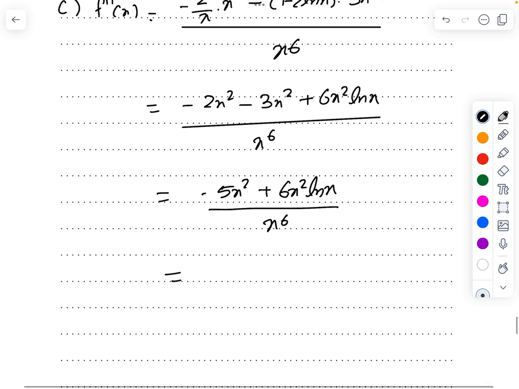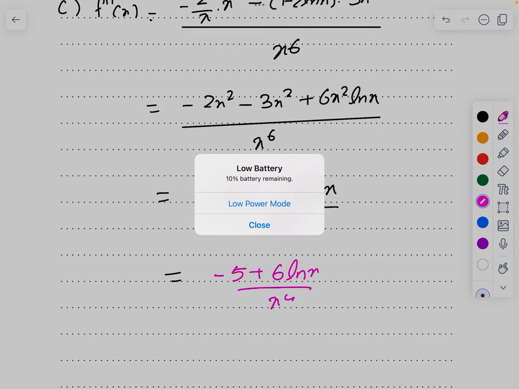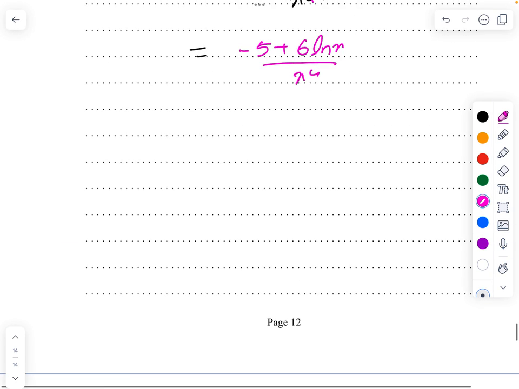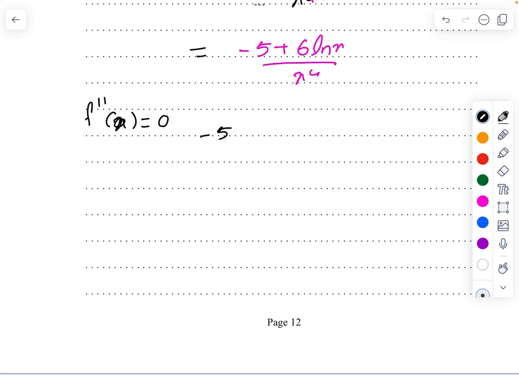So x^2 gets cancelled, x^2 and x^4. So minus 5 plus 6 ln x upon x^4. Now for point of inflection, the second derivative should be equal to 0. So minus 5 plus 6 ln x should be equal to 0. So ln x equals 5 upon 6, x equals e power 5 upon 6.